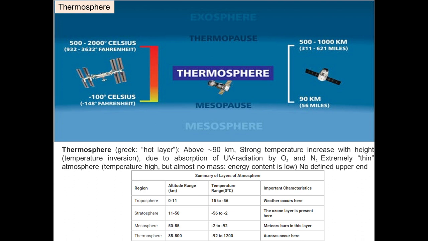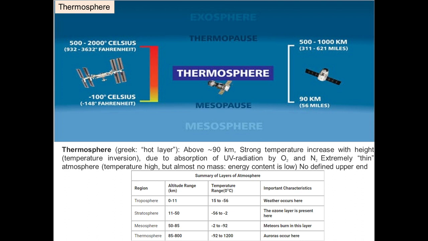So what is the summary of the atmosphere? These are the regions: troposphere, stratosphere, mesosphere, and thermosphere. The altitude ranges are 0 to 10, 11 to 50, 50 to 85, and more than 85 or 90, which extends up to 800 kilometers for the thermosphere.